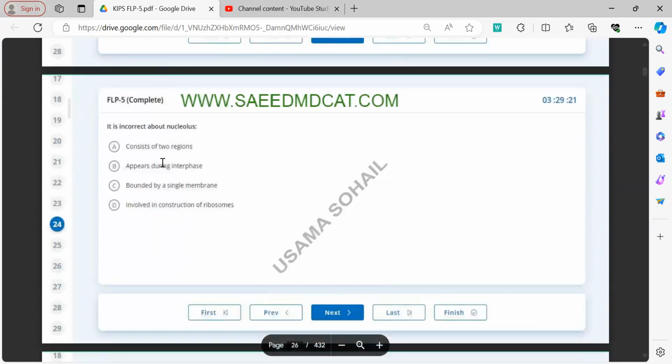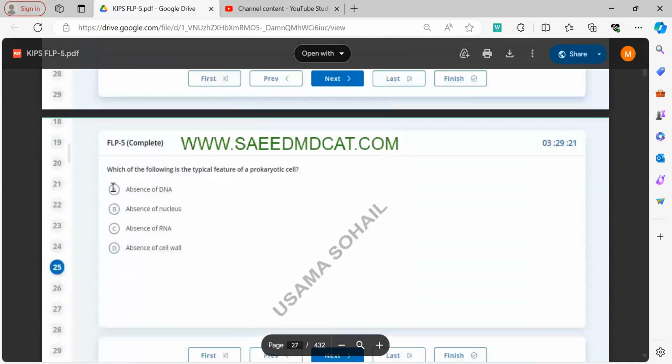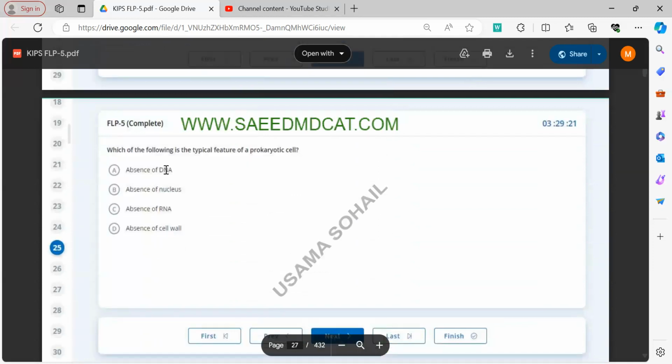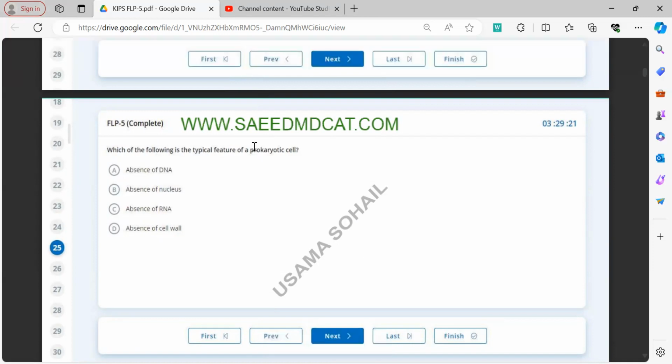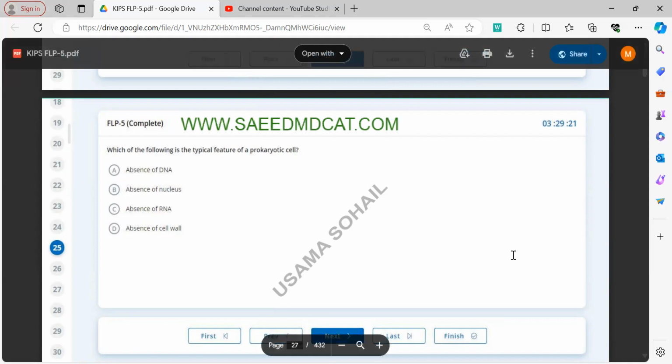In question number 24, we should know that a nucleolus does not have a membrane. So the incorrect option is C. In question number 25, a prokaryotic cell's distinguishing feature is the absence of a nucleus. So the correct option will be B.